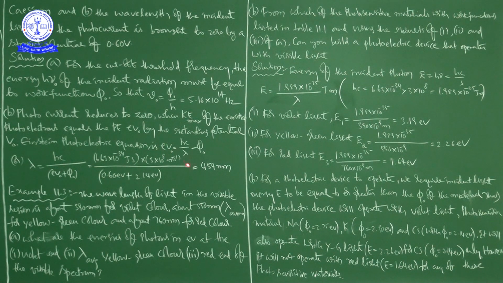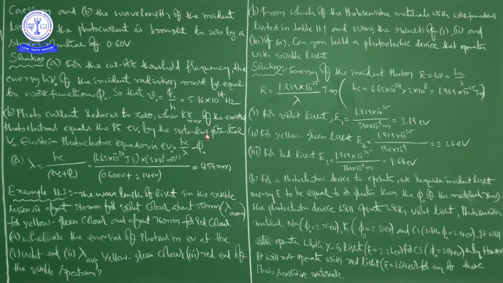hc by lambda minus phi naught. So this is what eV naught is equal to h nu minus phi naught. In place of nu we have to write c by lambda, and then eV naught is equal to hc by lambda minus phi naught, or lambda is equal to, so we are writing lambda as the subject. If you write lambda as the subject, it's very simple mathematically.